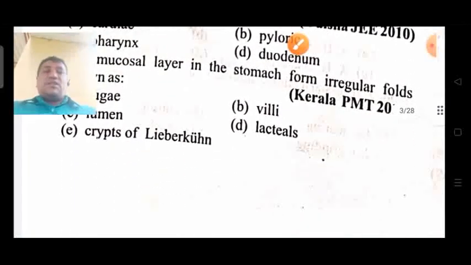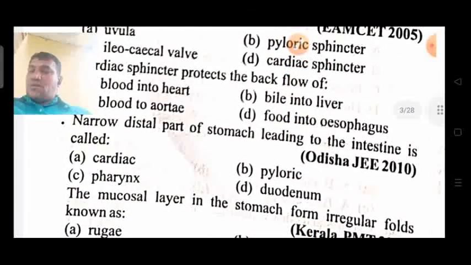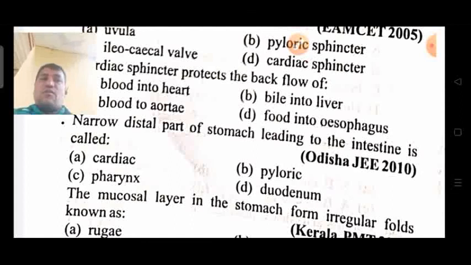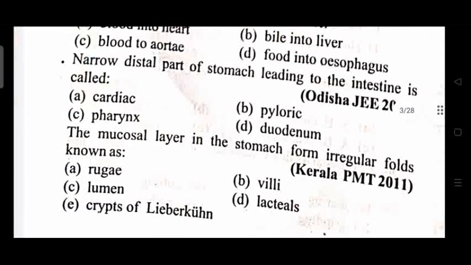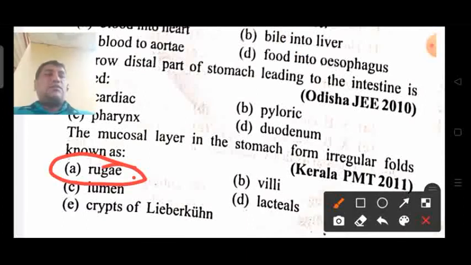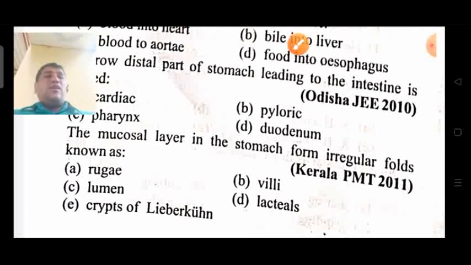Next, coming on to the 62nd question. The mucosal layer in the stomach forms irregular folds known as rugae. Villi are in the intestine, which increase the surface area. Lumen is the empty space. Lacteals are present in the villi and absorb the food material. Crypts of Lieberkühn line the villi. So rugae means the folds.